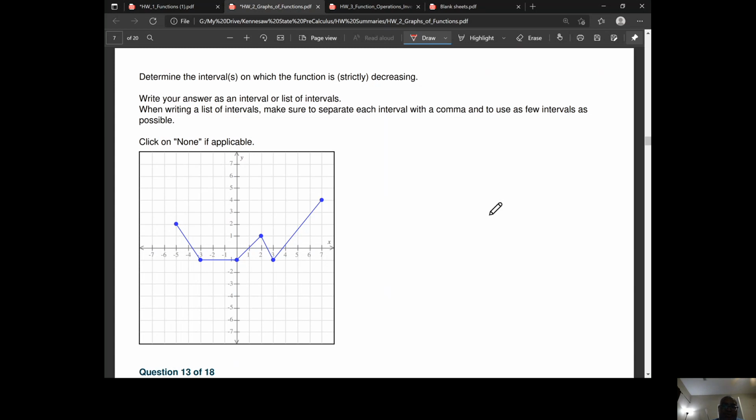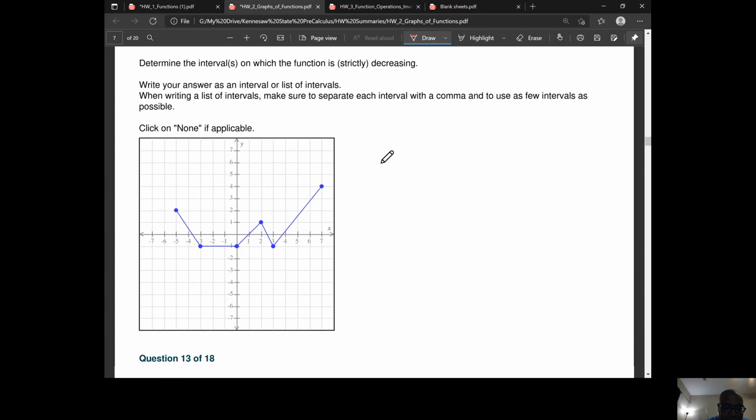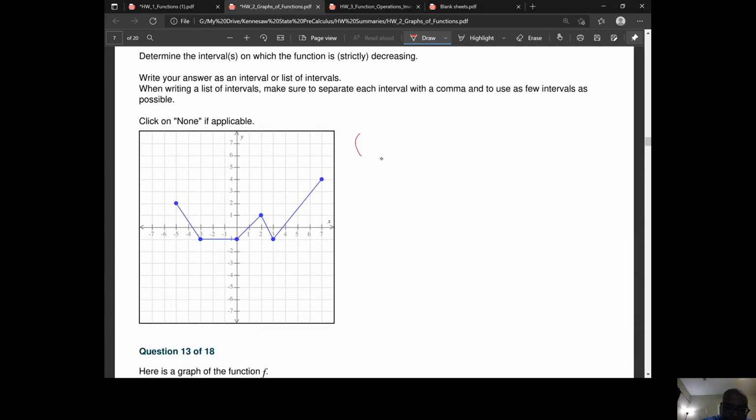Separate each interval with a comma. Use as few intervals as possible. Okay, so now we're trying to see on which intervals this function is decreasing. So this function is decreasing from -5 to -3, and from 2 to 3. They asked us to list them. They didn't ask us to unionize them, or to make a union. So this is our answer.